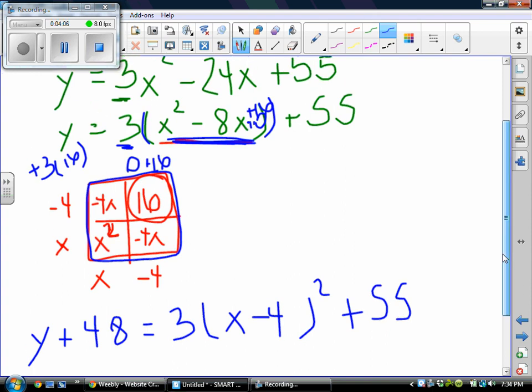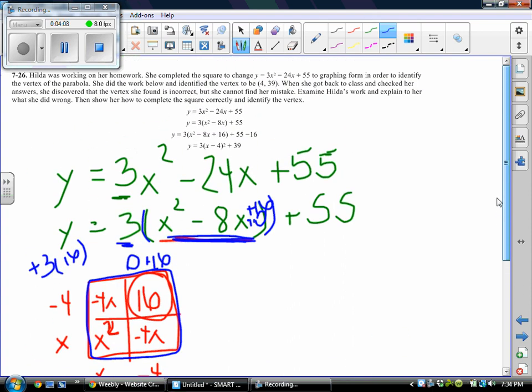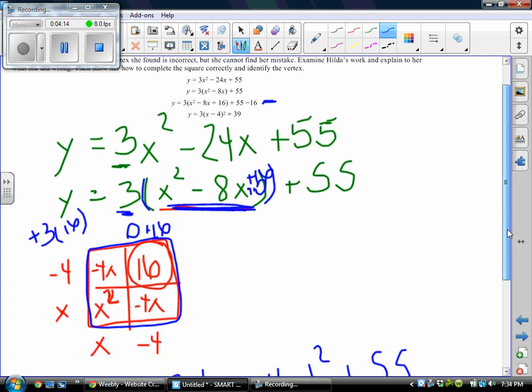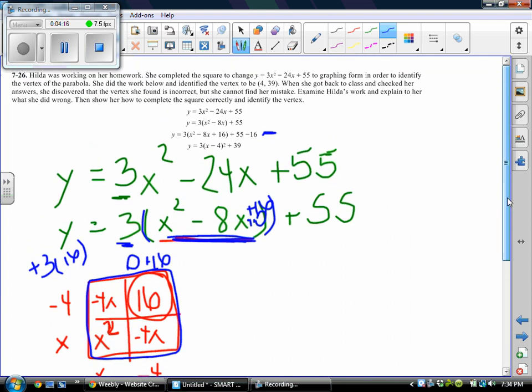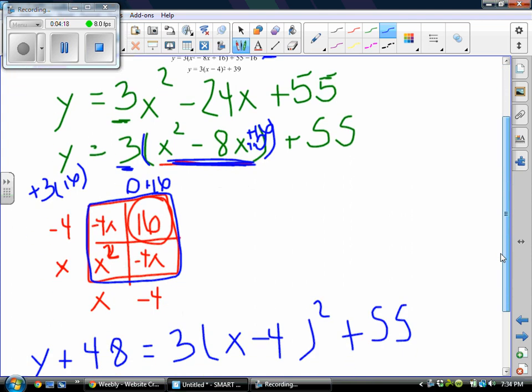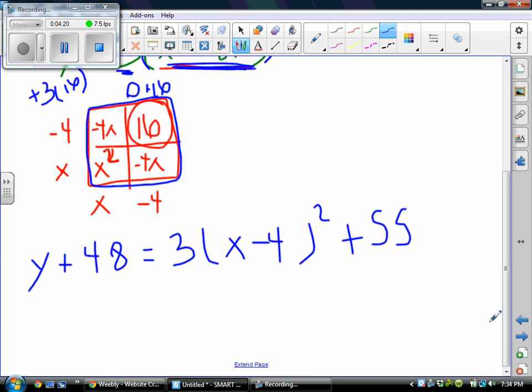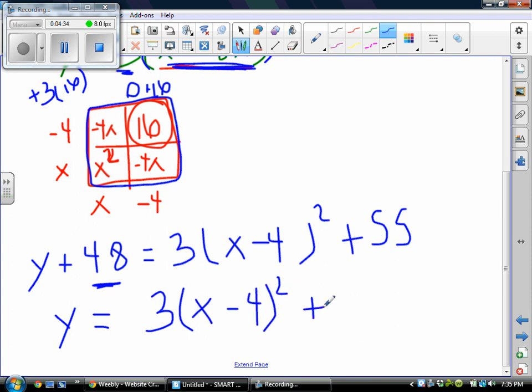Okay, so if we look at our steps, we are at this step a little bit, except now we can see what's different. Hilda added, she's going to end up adding 16, and we should have added 48 on this side. So to get rid of this 48, I need to subtract it. I'm going to subtract that from my 55. So really I will have a plus 7 over here.